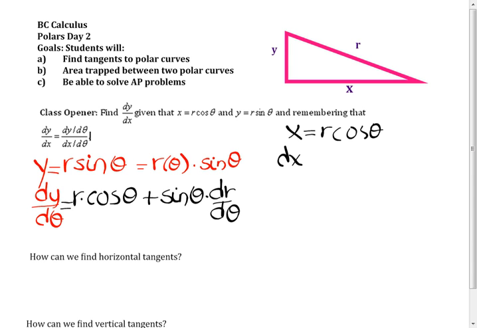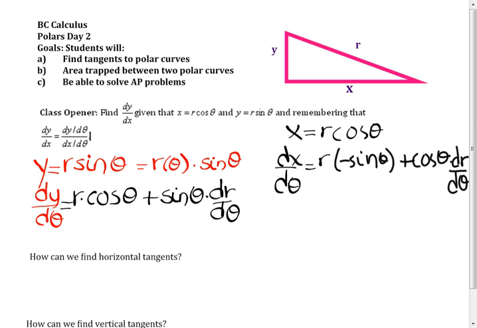I want dx d theta, which is r times the derivative of cosine theta, sorry, I forgot to differentiate the cosine. What's the derivative of the cosine? Negative sine of theta, plus the cosine of theta times the derivative of r, which is what? dr d theta. So if I wanted to put them into the fraction, I could. This would go here, this would go in the numerator, and that's how I find dy dx.